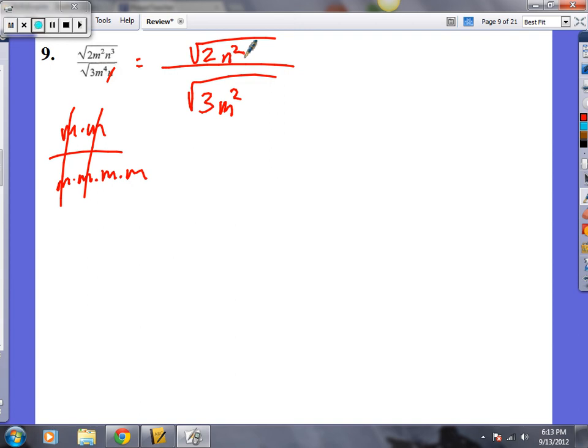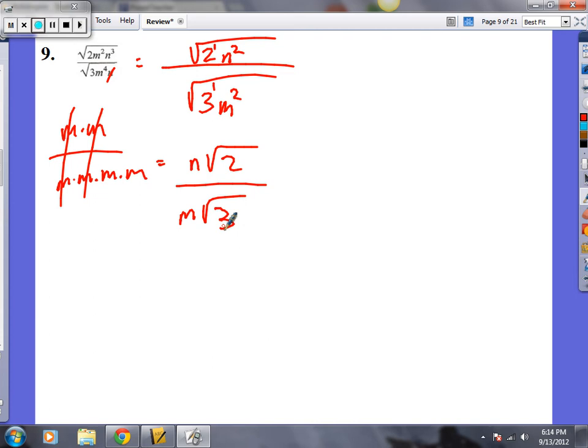Alright, now let's see if we can pull some out. It's a square root. I only have 2 to the 1 and 3 to the 1, so I don't have enough 2's or 3's, but I do have enough n's that some can come out. So on top, I'm going to pull out an n, and on bottom, I'm going to pull out an m, and you're done.